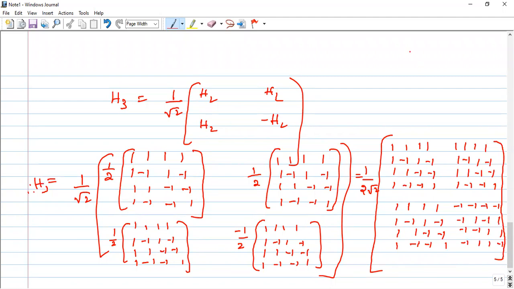Suppose they give an 8 by 8 image, then that 8 by 8 image is called U. So the transform of that image is V, equal to H3, which is the basis matrix now, so H3 into U into H3 conjugate transpose. You have to calculate this one. If they don't give any image, just calculate H3 itself and stop the problem.